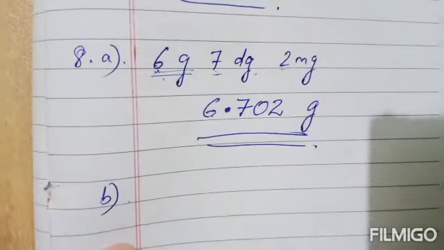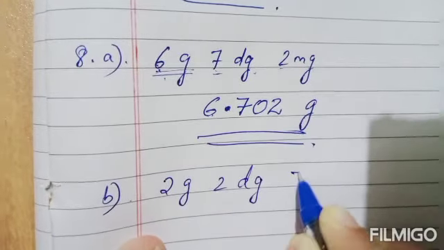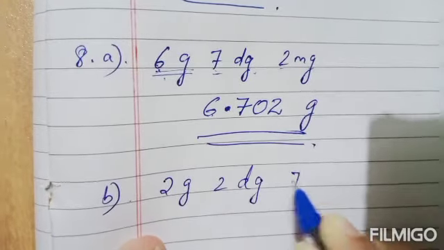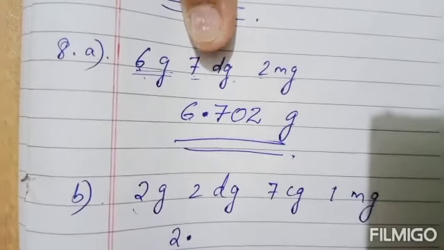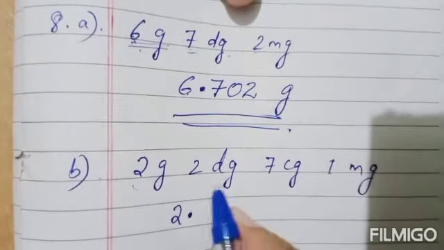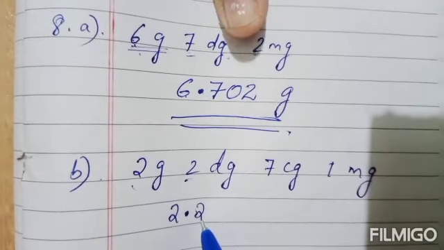Okay. Next B, 2 gram, 2 decigram, 7 centigram, 1 milligram. So how can you write this? Gram will come before decimal point. So 2 point you can write. Okay. In 10th place decigram will come. So 2 in 10th place.